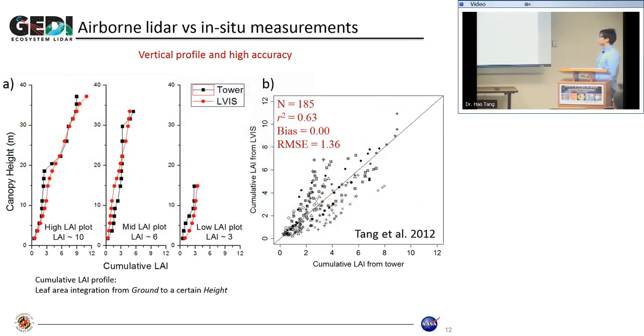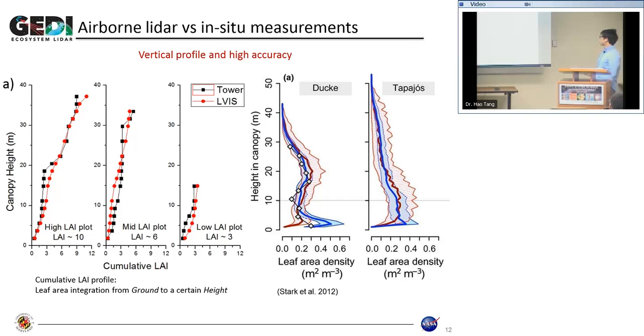Pretty good, huh? There's no saturation effect even when the LAI goes to 10, and it follows the pattern excellently. And there's no bias when using the tower measurement against the lidar measurement. And started from Scott Stark, another group from Arizona did pretty much the similar thing using the discrete return lidar, and it got similar results. So this really strengthened our confidence using the lidar to give the most realistic structure distribution.